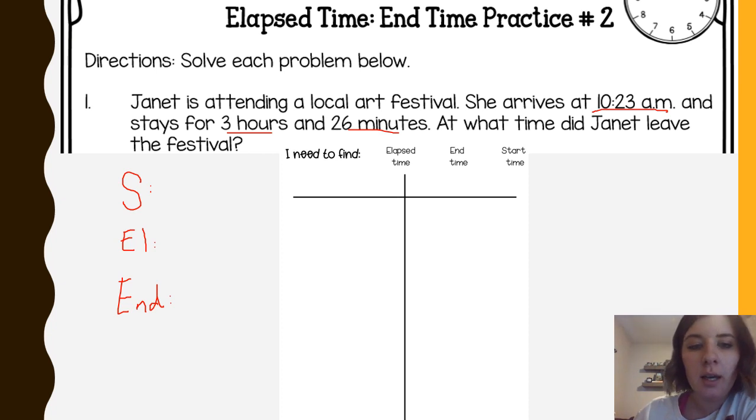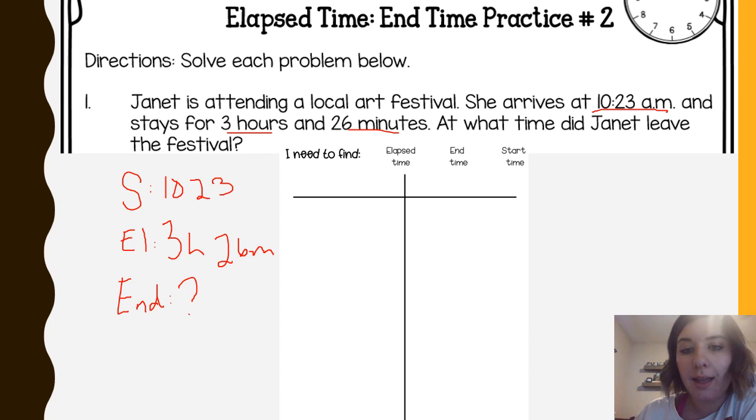I know the start time was 10:23. I'm writing that down. I'm organizing my information. Elapsed time, 3 hours and 26 minutes. And at what time did Janet leave? We don't know. So I'm going to put a question mark, and that is what we are solving for. To use a T-chart, you're going to write your start time up here.